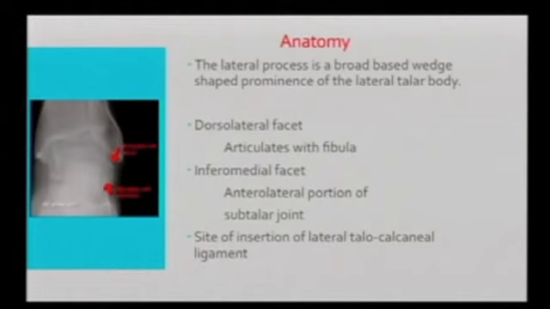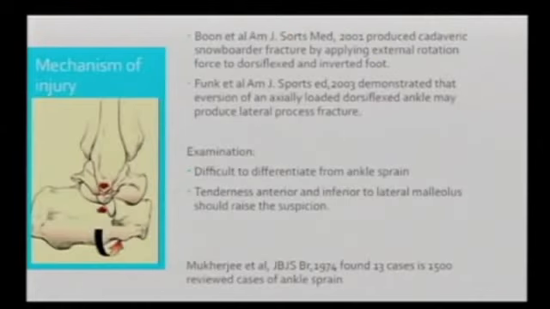It has two facets: the dorsolateral facet, which articulates with the fibula, and the inferomedial facet, which articulates with the anterolateral portion of the subtalar joint. It's also the site of insertion of the lateral talocalcaneal ligament. The mechanism of injury, as tried in cadavers, is an external rotation force on a dorsiflexed and inverted foot. On examination it's usually difficult to differentiate from an ankle sprain. Tenderness anterior and inferior to the lateral malleolus should raise suspicion of this.